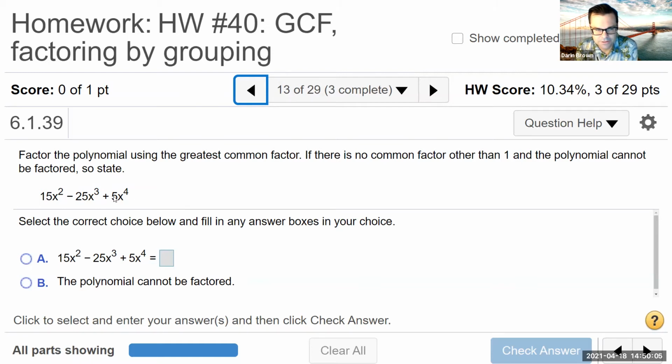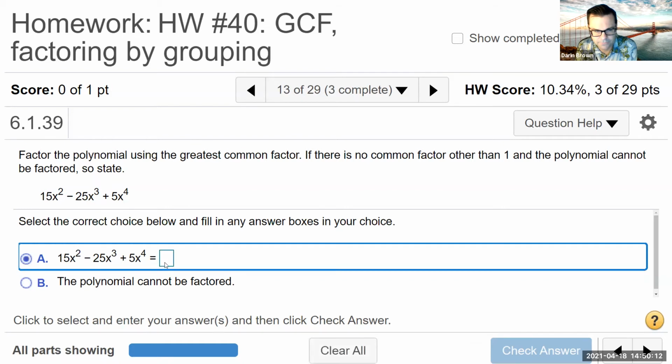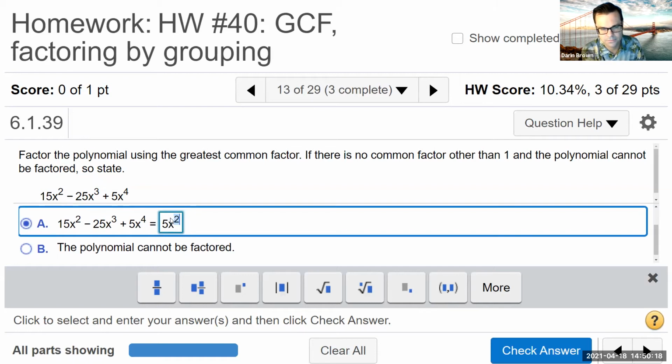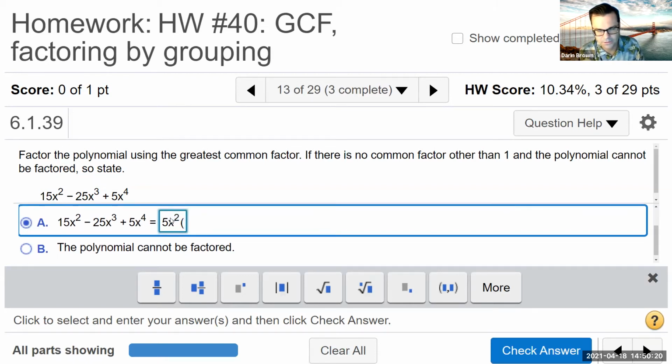So out of these, what's the GCF of 5, 15, 25? Since 5 is a common factor of 15 and 25, 5 is the numerical part to factor out. And the smallest power, again, is x squared. So we get 5x squared. And then it's 3 minus, what do we have? Sorry, it's 25x cubed. So 5x, and then plus x squared.